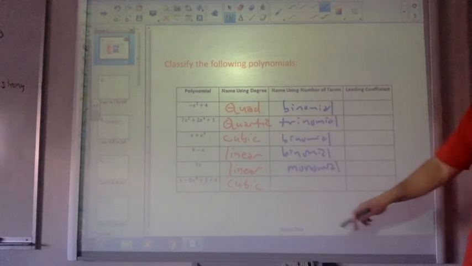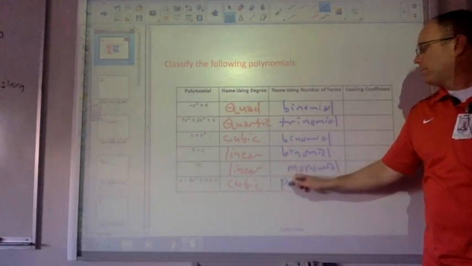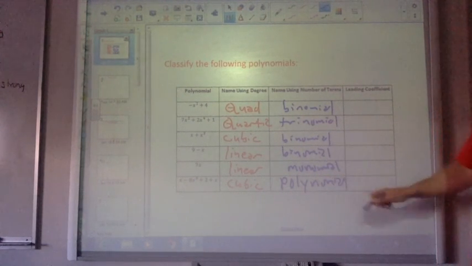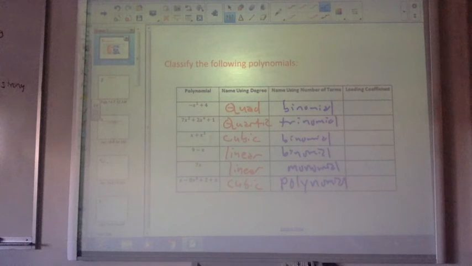And then there's 4 terms, so it goes right to a polynomial. And anything 4 or more is just called a polynomial. We don't have a special name for it. I guess we got lazy. Okay.